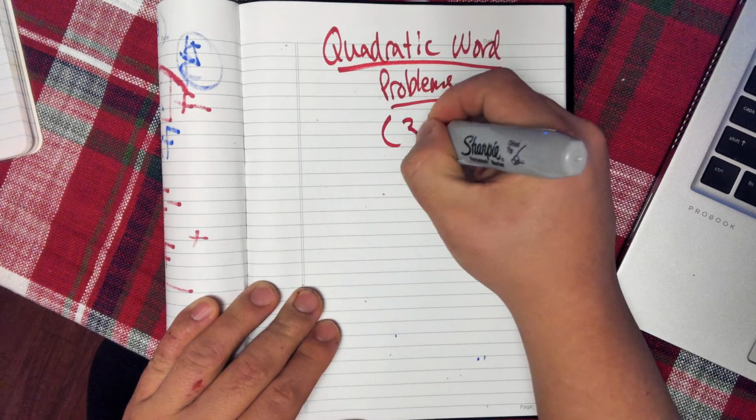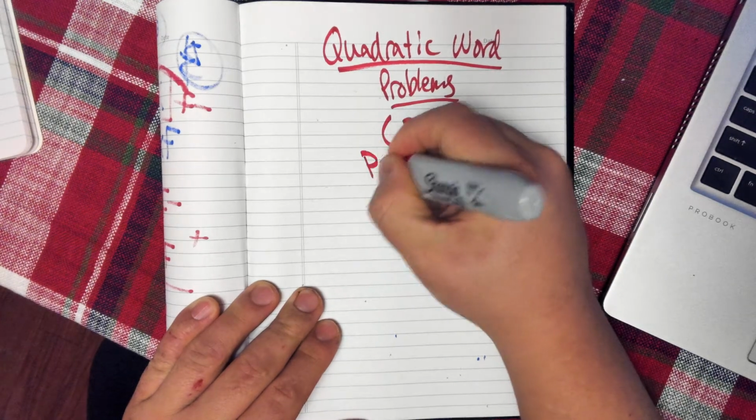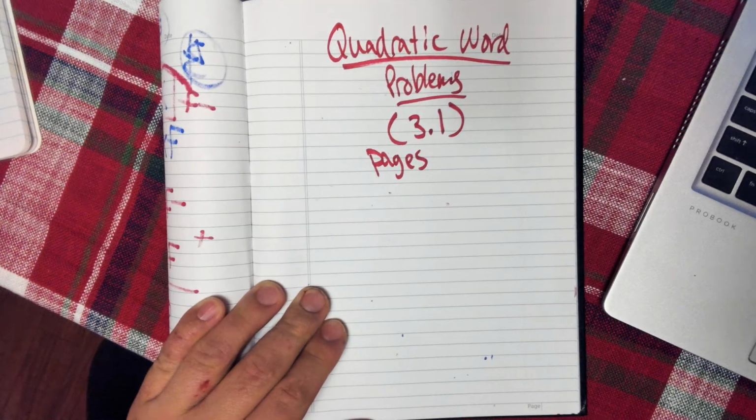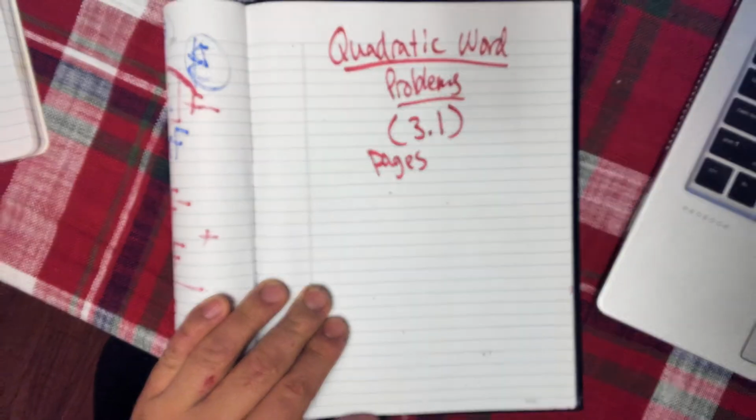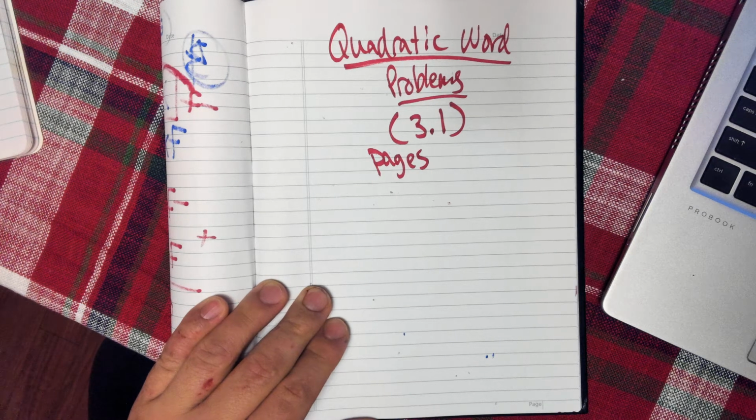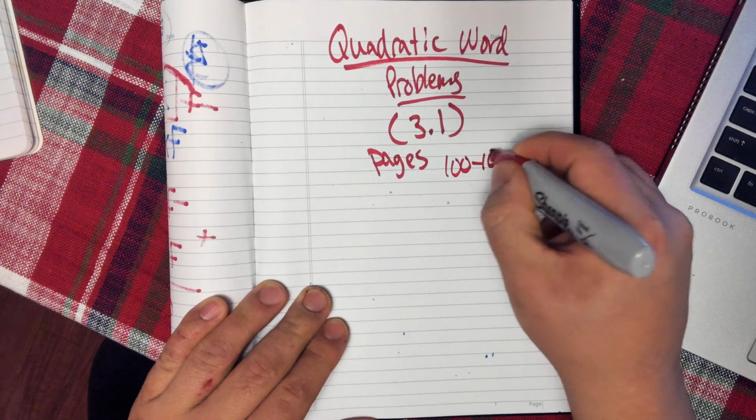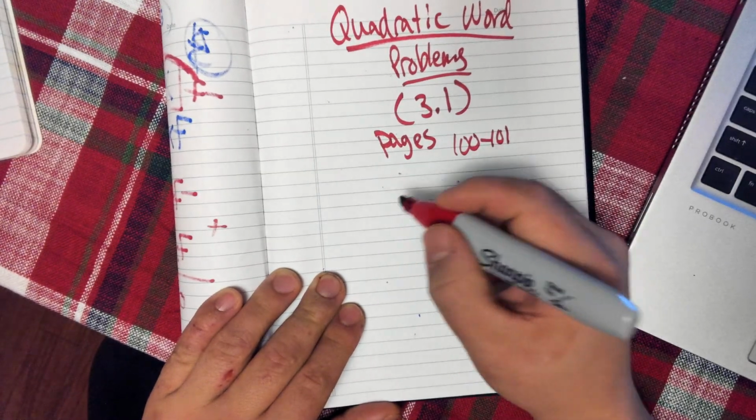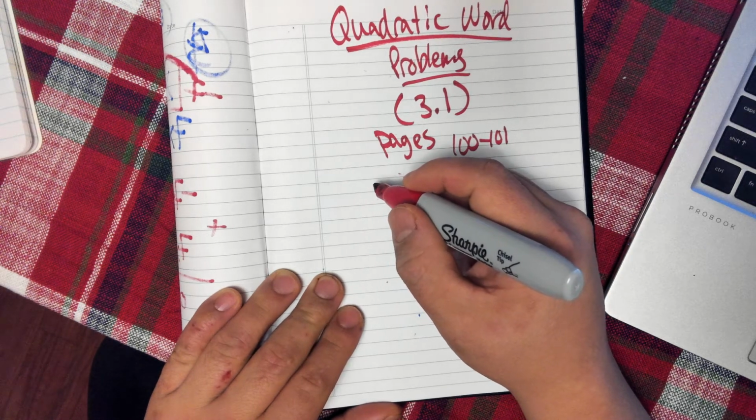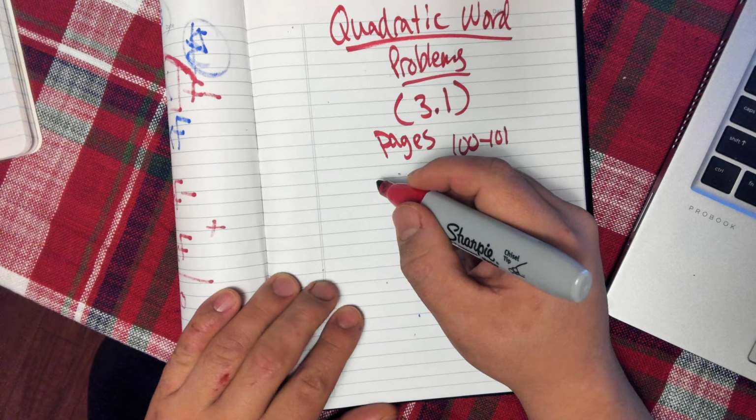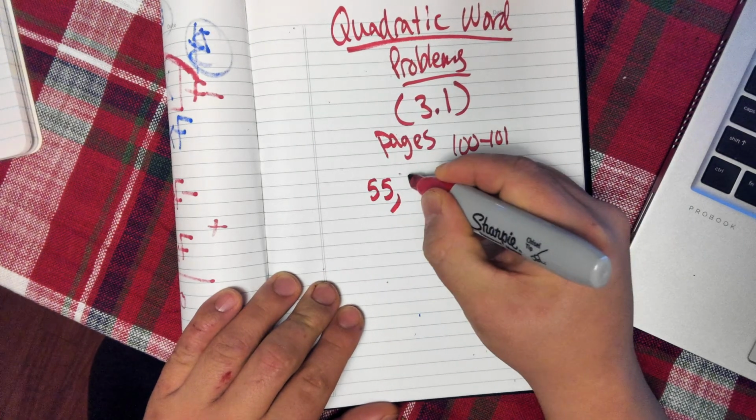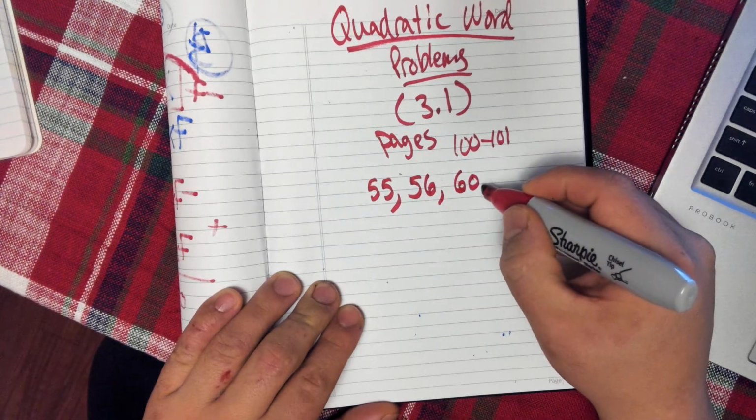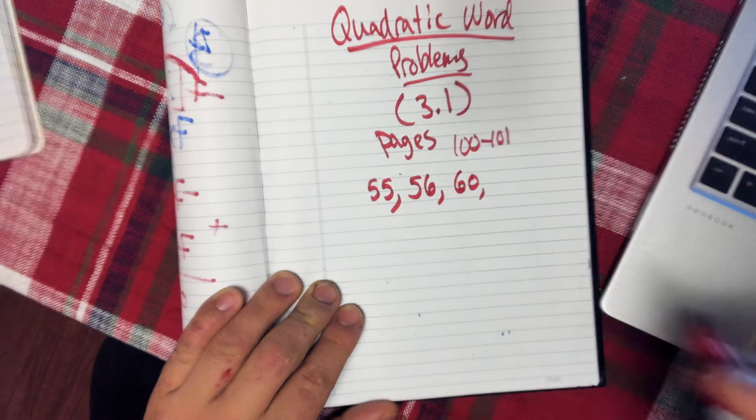And this is from section 3.1, pages, I think it's 100, I want to say. We're going to do the following numbers. I told a few of y'all I would pick a few good ones and also cover ones that were on the test. So we're going to do 55, 56, 60, and 61.